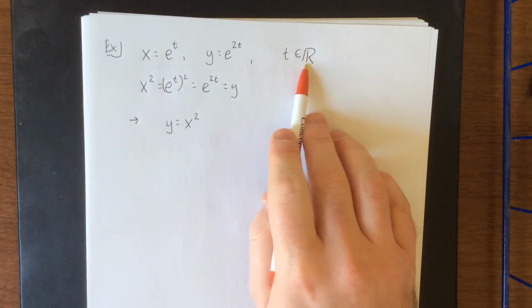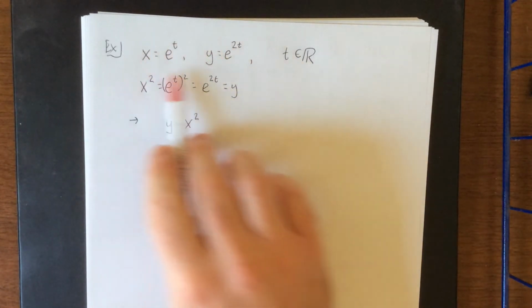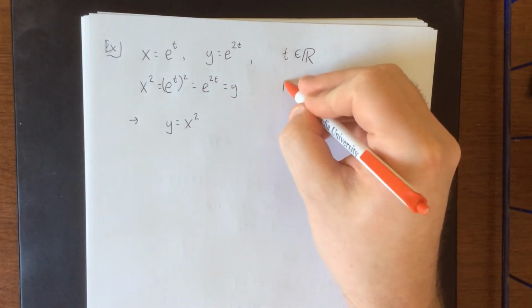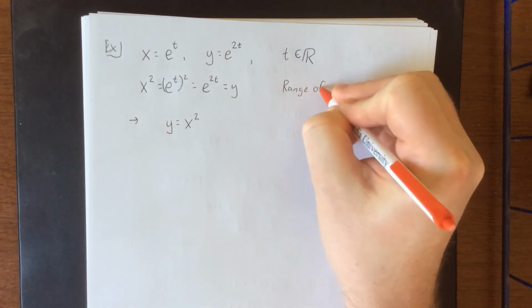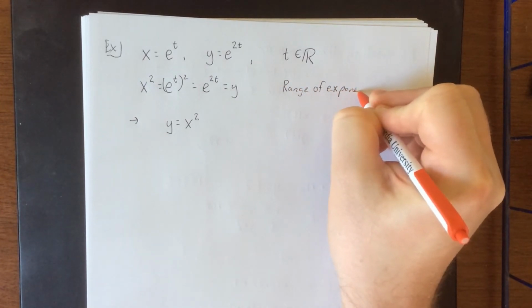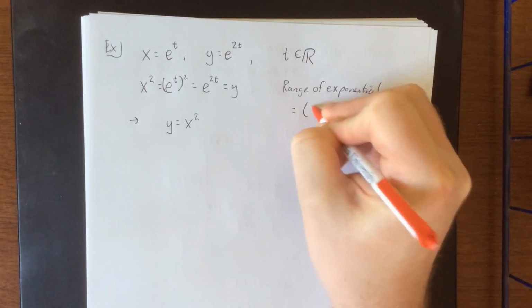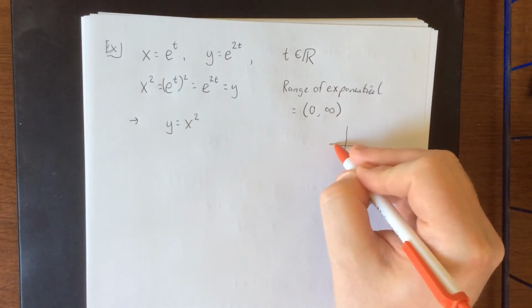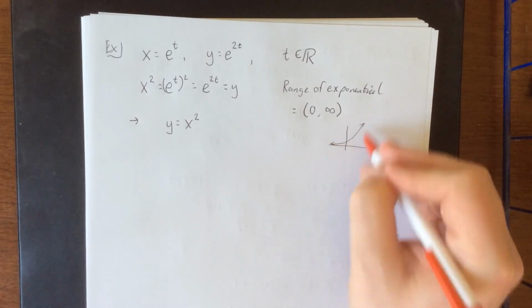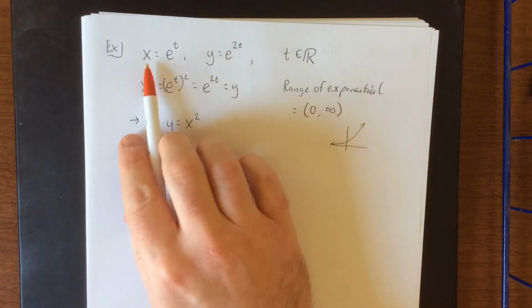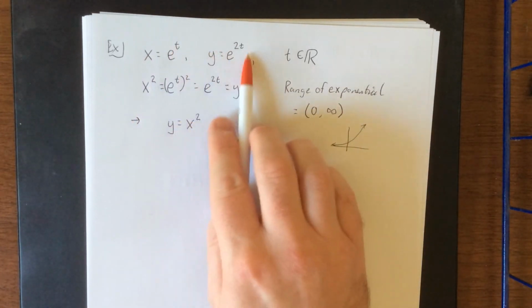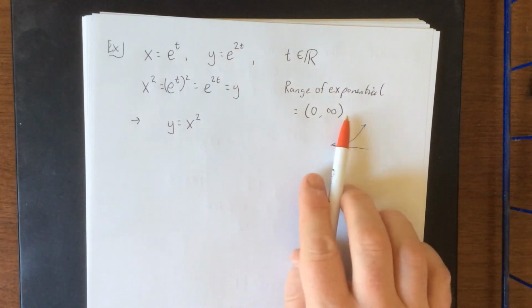Now it's been pointed out that t can be any real number. However, that doesn't necessarily mean that x and y are going to be any real number. Do keep in mind that the range of an exponential function is going to be the open interval from 0 to infinity. If we think of our typical exponential growth or decay functions, the range of those functions would be like this. Now, as a result, this lets me know that both x, which would be the range of this exponential function, and y, which would be the range of this exponential function, will both only go from 0 to infinity.